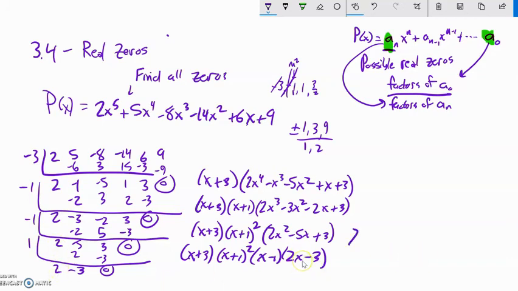And I know my zeros are actually negative 3, negative 1, 1, and 3 halves. Now I saw that on the graph, I saw that as a possibility on the graph, but I confirmed it through the synthetic division. I want you to do that. Use the synthetic division and confirm it on out.